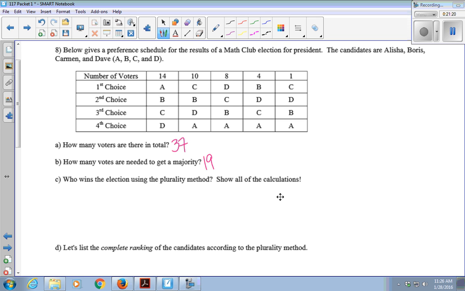So who wins if we use the plurality method, if we're just counting first place votes? Yeah, so let's see, how many first place votes does A have? 14. How many first place votes does B have? How about C? 11. Yeah, you gotta be a little careful here because these 10 people put C in first place, plus this one person put C in first place. So in total, 11 people had C in first place. And then how many people put D in first place? 8. Good. All right, so that means that A is the winner.